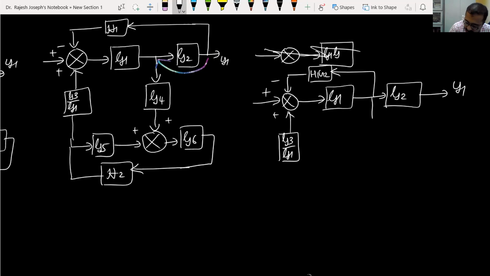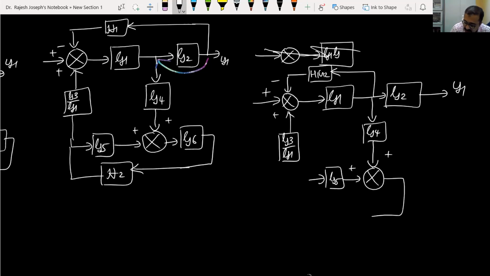Then here there is a block G4 that goes to the summing point, and this comes from G5, plus plus. And you see here, this G6 and H2, they are in cascade. Okay, so I can club it. They are in cascade: G5, G6, H2. One input goes here, one input goes here. Right? Now you see what happens.